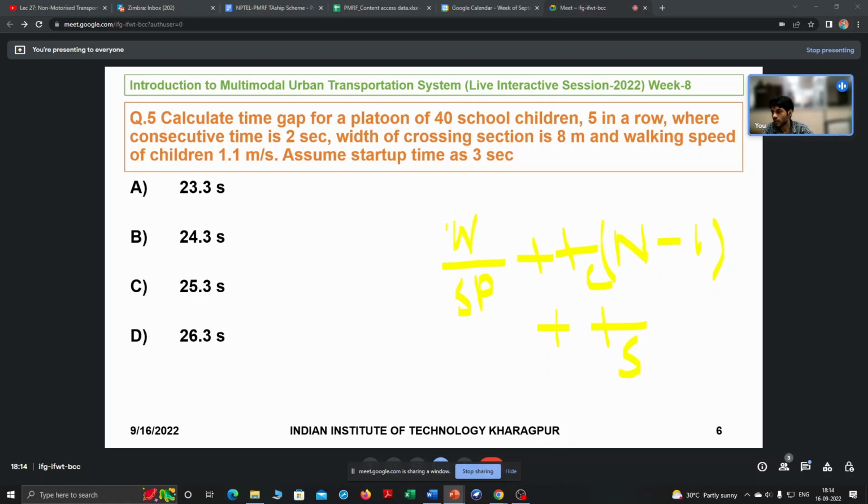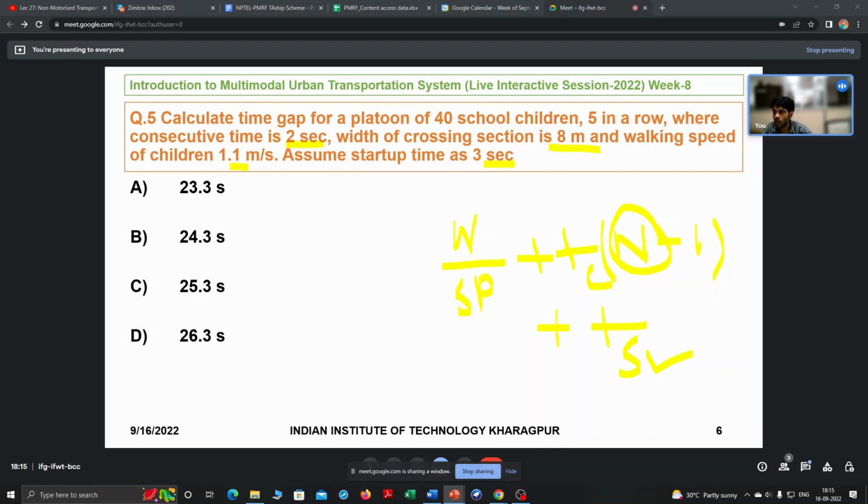If you see, everything is given. Your width is 8 meters, right? So this is 8. Your speed has been given as 1.1. Your startup loss time is 3. Then your consecutive time is 2. Then your n is calculated as 40 by 5. 5 in a row with 40 school children means there are 8 such rows of people walking, right? So that is 8.